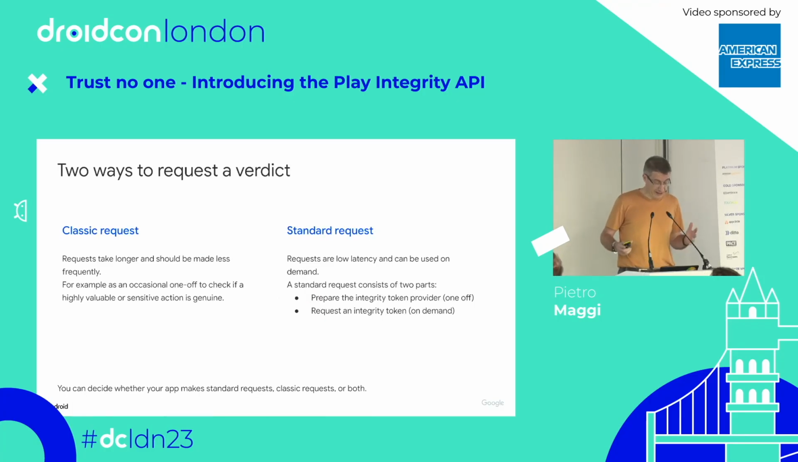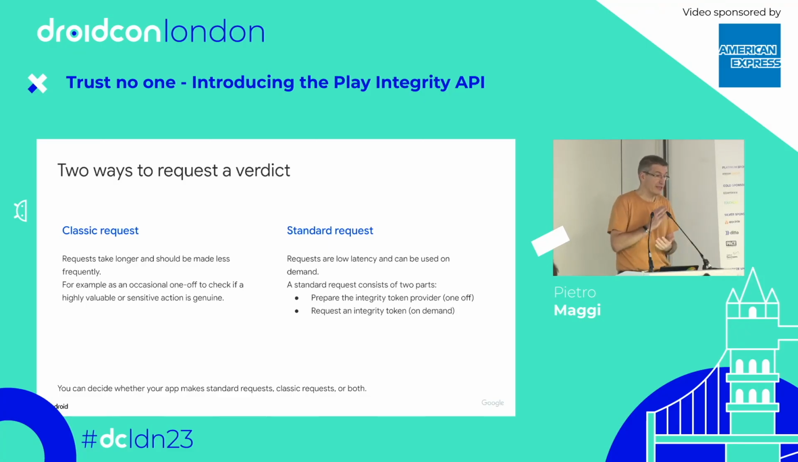Okay, so this is the goal. How do we achieve this? There are 2 different ways to request a verdict from the Play Integrity API. The classic request, that is very similar to what we have in SafetyNet attestation, takes a few seconds to run, and you can use it, for example, when it's very critical to certify that the user is a real user, a real device, and so on.